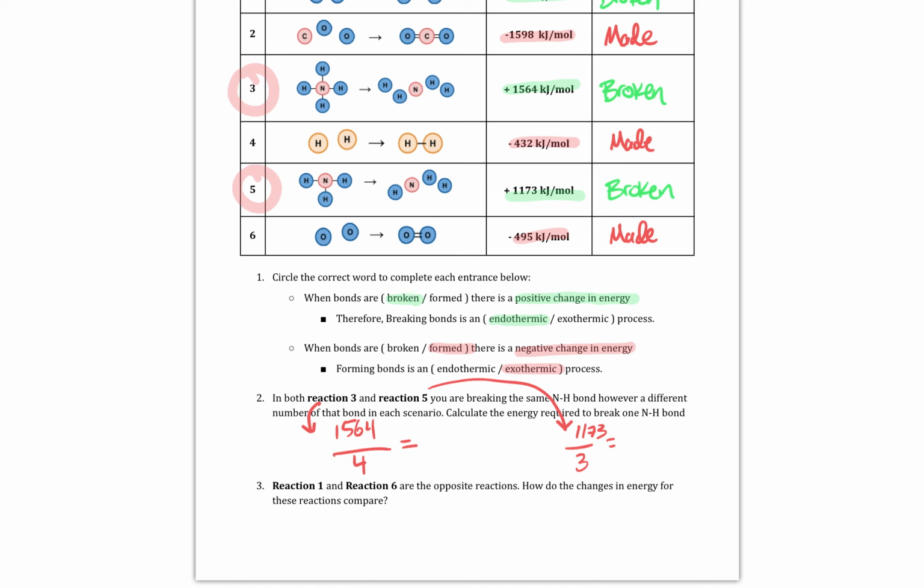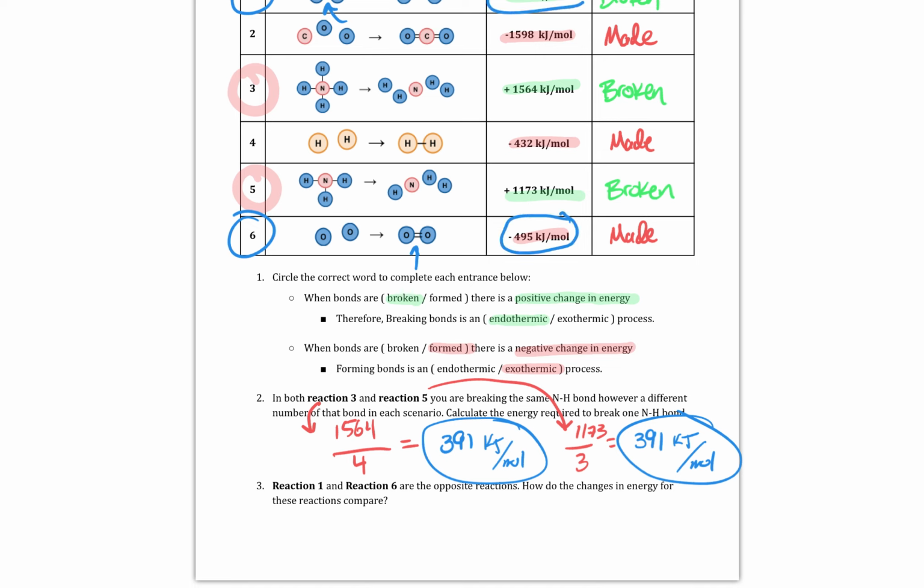If we divide each of those values by the number of bonds, what we see is that in both situations, the amount of energy required to break one nitrogen to hydrogen bond is the same value. This clearly suggests that there is a specific value associated with specific bonds. And then if we look at reaction 1 and reaction 6, both of those are breaking and then making the same bond, the oxygen to oxygen double bond. And we see that while one is positive and one is negative, they have the same magnitude, 495.